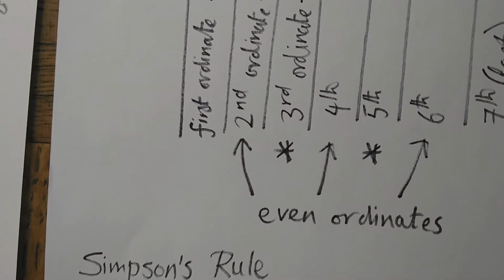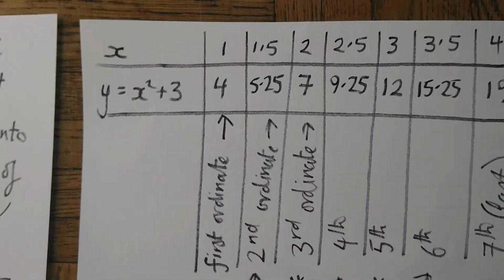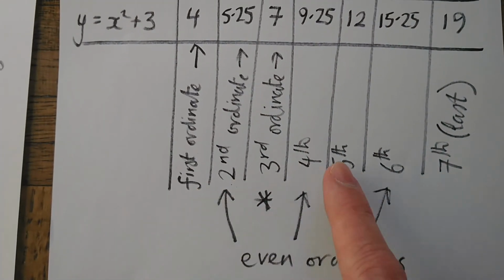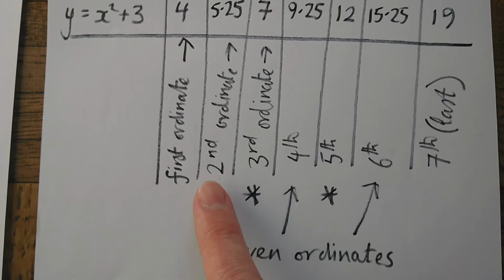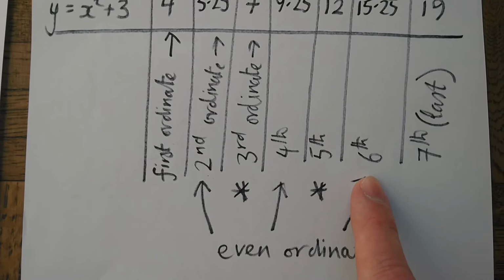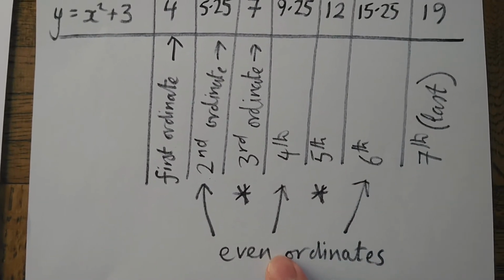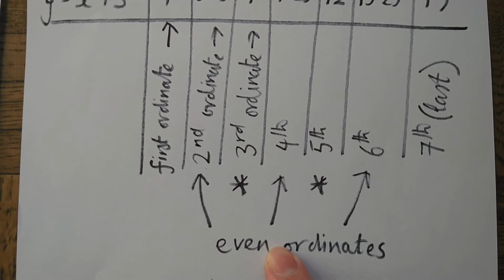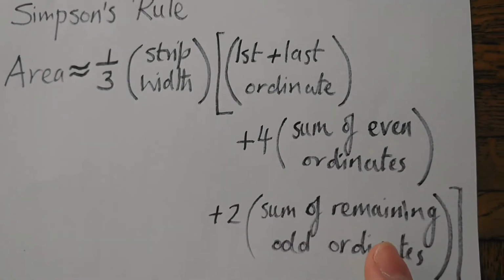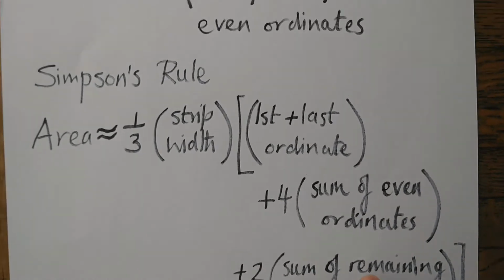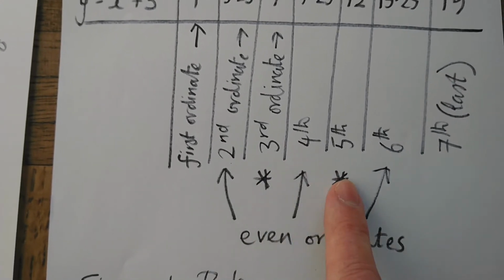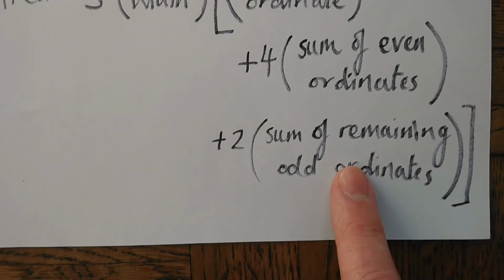Whether an ordinate is even or odd has got nothing to do with these values. It only relates to the position in the list. So for example, this is the second ordinate, the fourth ordinate, and the sixth ordinate. So 2, 4, and 6 are even. These are the even ordinates. We know what the first and the last one is, that's easy. And then in the formula it says the sum of the remaining odd ordinates. So the only ones left in this case are the third and the fifth. Those are the ones we would put into this last bracket.